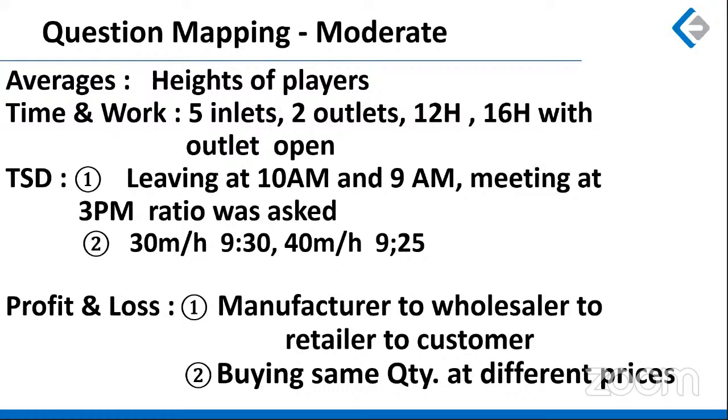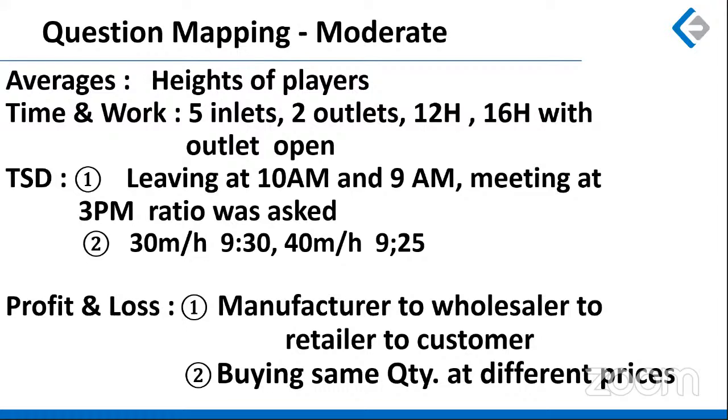One time speed distance question, PSD, was very easy. Leaving in the morning at 10 a.m. and 9 a.m., meeting at 3 p.m., what was the ratio of the speeds? This is a very easy question, very easy. But there was a small problem. They had given additional unwanted information.